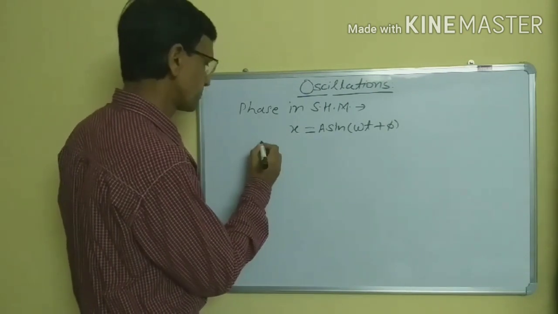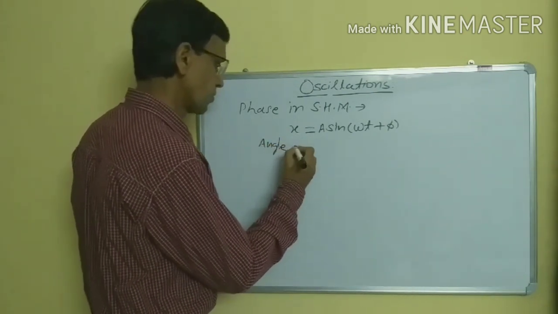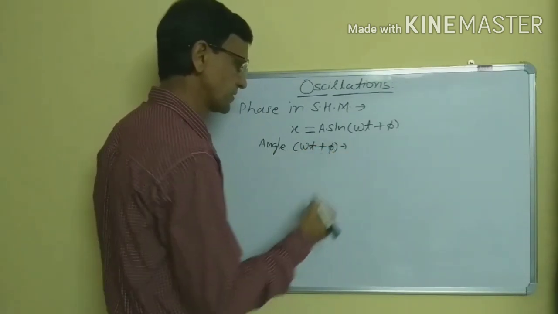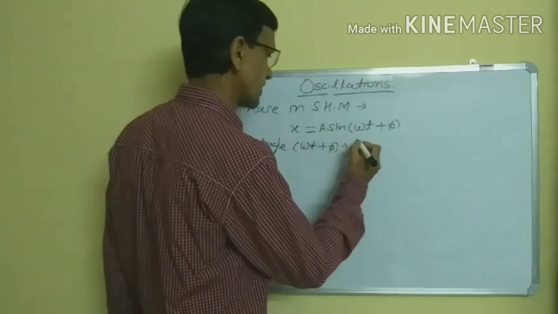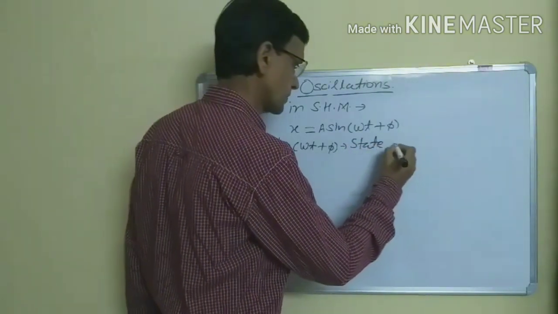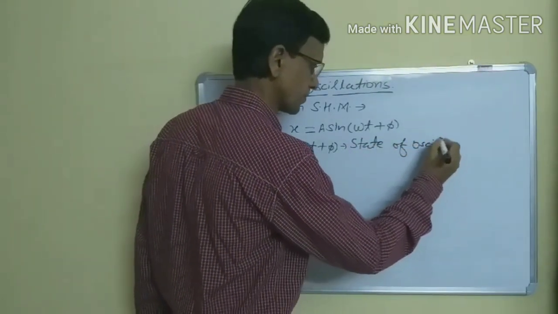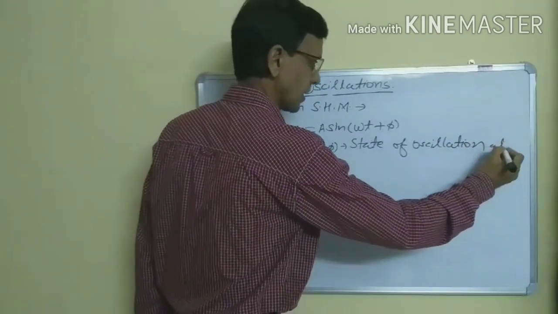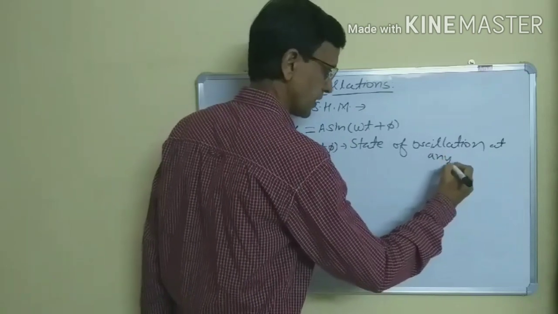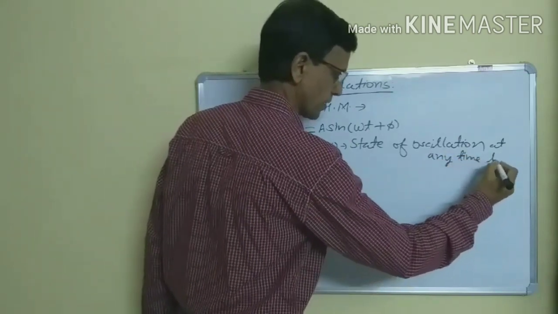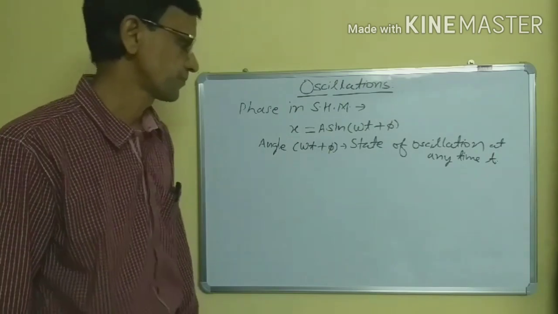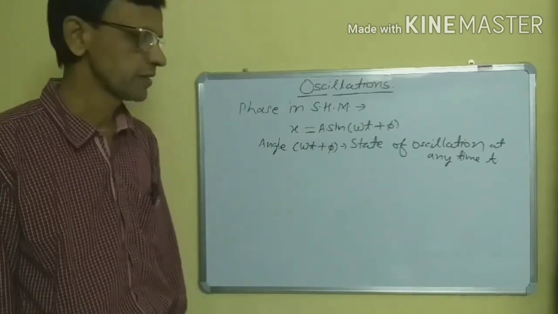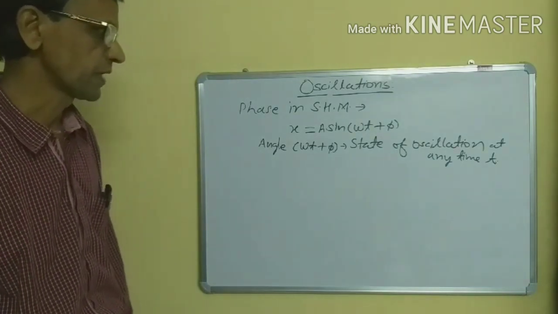So the angle omega t plus phi represents the state of oscillation at any time t during the oscillation. Therefore, this angle omega t plus phi is called the phase of linear simple harmonic motion.